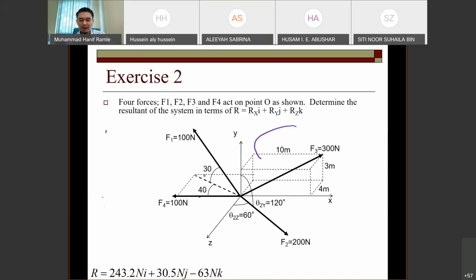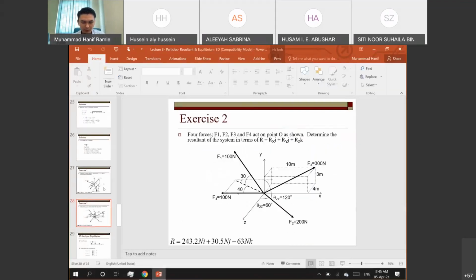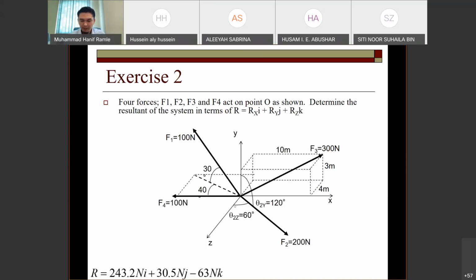Exercise 2. In the previous exercise, we had 3 forces only, but this time we have 4 forces. So you have to find the resultant in terms of IJK form. Can you do it right now? Wait, give me some time to do something because my laptop is lagging right now. Okay, so do it right now. Exercise 2.